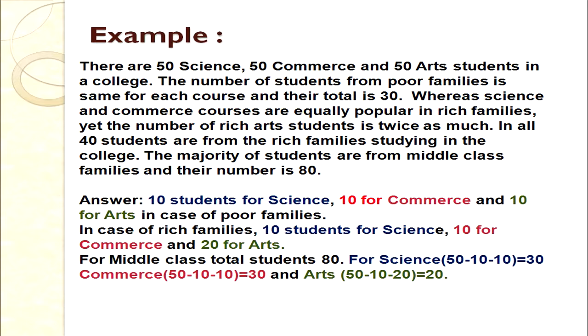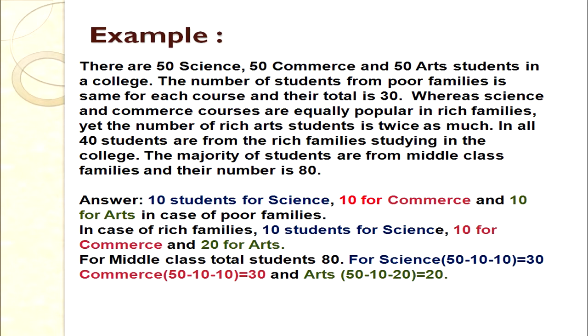So, very first thing, when I read the first line, it becomes very clear that we are talking about streams of education, science, commerce, art, and they have given us the total number of students. The number of students from poor families is the same for each course and their total is 30. Now, the family category is poor, so they are talking about the economic status right now.